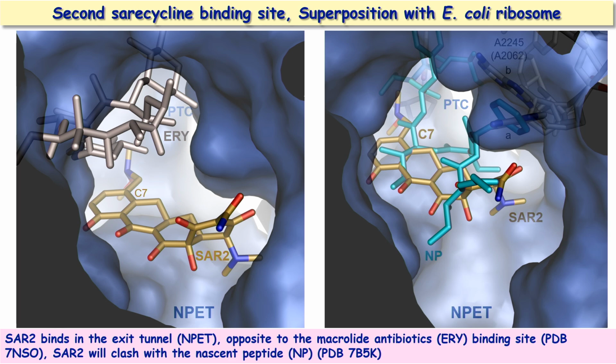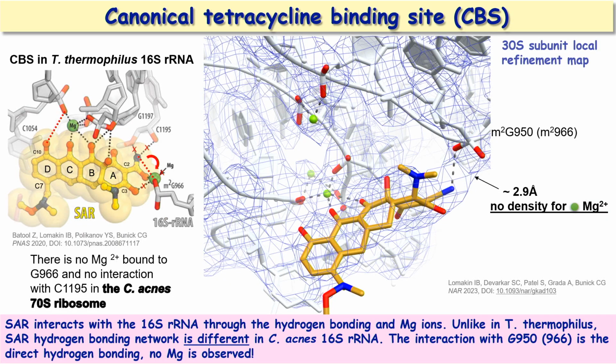If we go back to the classical or canonical binding site, we also found some differences. There is no magnesium which mediates the interaction of sarecycline with the G950 nucleotide of the 16S ribosomal RNA, unlike in this model organism, the Thermus thermophilus ribosome, where there is a magnesium. So this interaction looks much stronger compared to this. Overall, the hydrogen bonding of the tetracycline on the clinical target ribosome is a little bit different from what we saw on the model organism's ribosome.